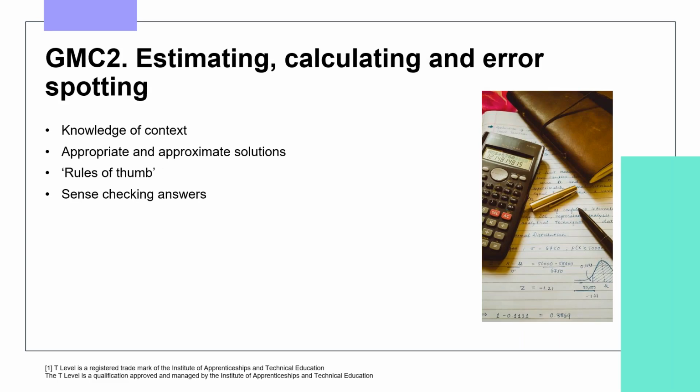So the estimation, calculation, and error spotting competency can require students to understand and have a knowledge of the context in order to find appropriate solutions to the calculations, using rules of thumb and making estimations. For example, an extra inch of height adds 5 pounds of weight if we're thinking about a health scenario. And it's useful to get a sense check of any calculations that have actually been performed. So students can be reassured their answer is in line with the expected outcome, the expected solution.